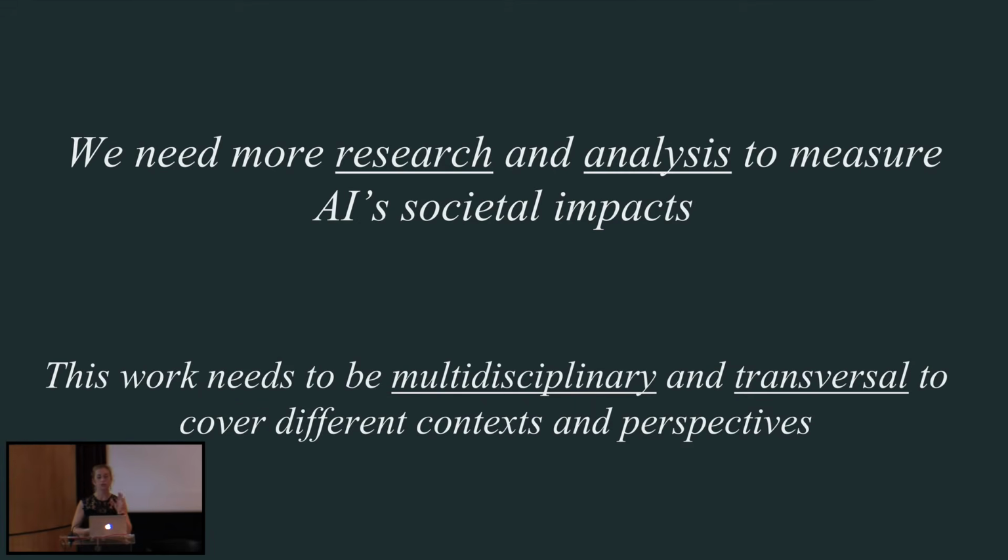And this work needs to be multidisciplinary and transversal, because when I was talking to my friends who do life cycle assessment, when I showed them that study about humans and AI, they're like, you can't do that. That's not how environmental impact assessment works. You can't just cherry pick numbers and compare them and make conclusions. You need to think about the life cycle. You need to think about the holistic picture: what is a human being?